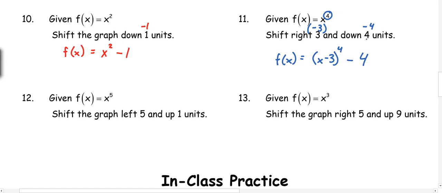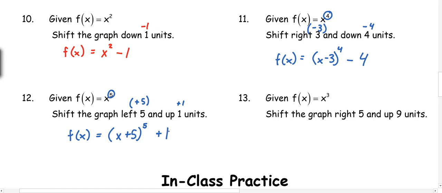Number 12, given f of x equals x to the 5th, we're going to shift left 5, so that's going to be a plus 5 in parentheses, and then a plus 1 outside parentheses for the up 1. So we have f of x equals, parentheses, x plus 5. We have our power to the 5th outside the parenthesis, plus 1.